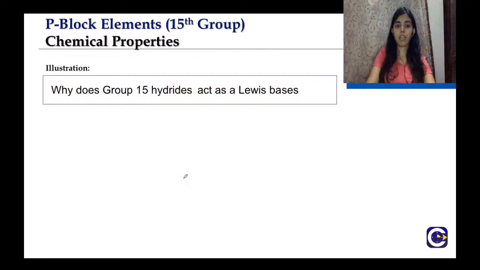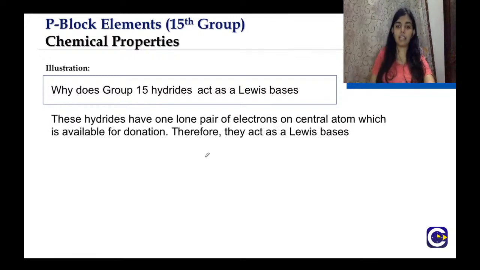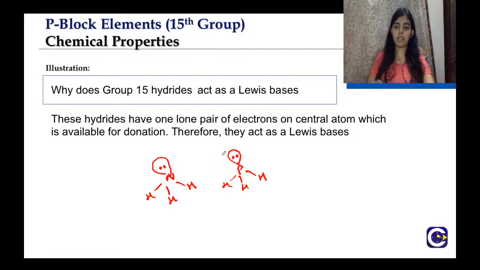Okay. Now next, question is, why do group 15 hydrides act as a Lewis base? So group 15 hydrides act as a Lewis base. Why? Because they are having one lone pair of electrons on the central atom which is available for donation. For example, NH3, lone pair of electrons, PH3, lone pair of electrons. So because of the availability of the lone pair of electrons, they are acting as a Lewis base.